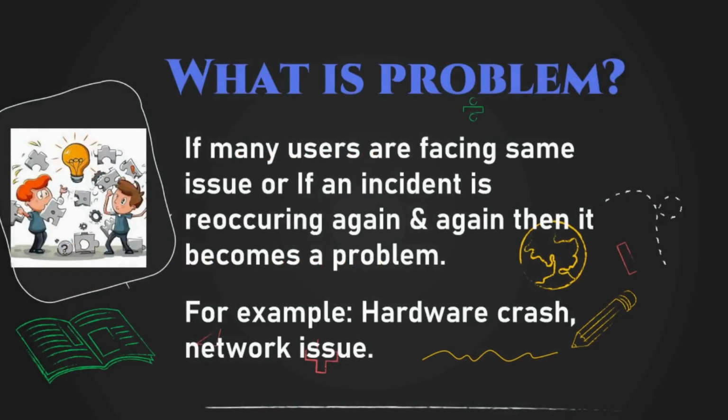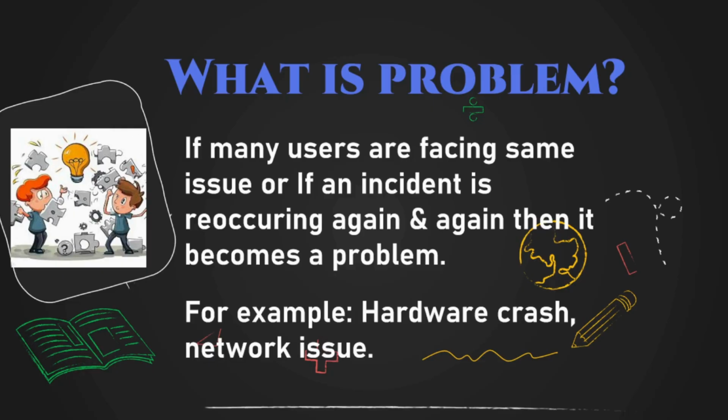So now let's start from exactly what is a problem. Let's suppose you are facing a Teams issue, and at the same point of time your colleague, your friend, is also facing the same kind of issue. If your entire team faces the same problem, or there's a glitch from the Microsoft end, then it becomes a problem because many users are impacted. If many users are facing the same issue, or an incident is recurring again and again, that requires a resolution or a root cause. This is something called a problem.